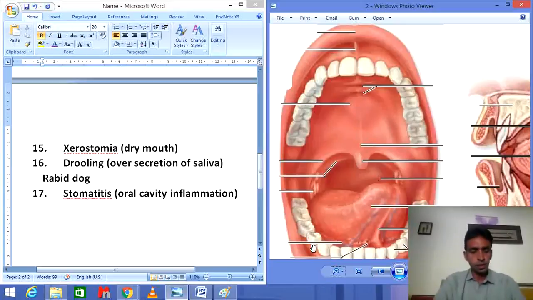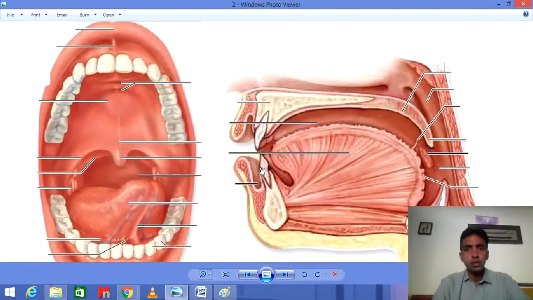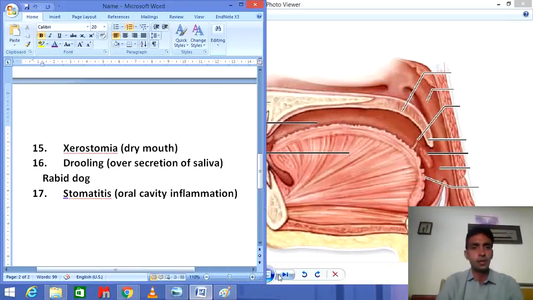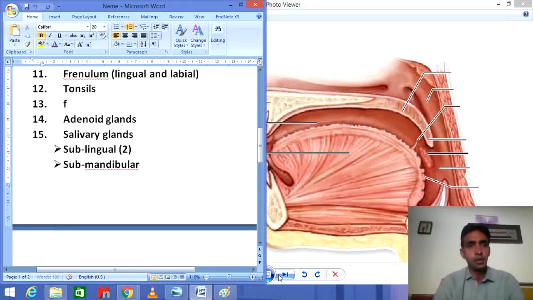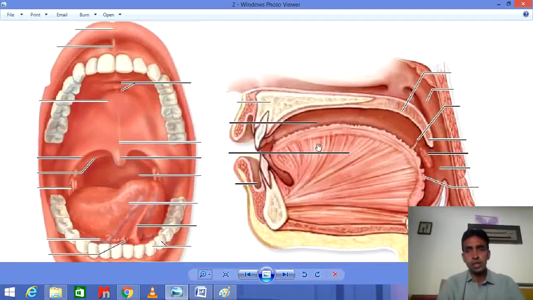The gums are in this area. So this area is the mouth. This area is the vestibule. This area from the teeth up to the uvula is called the fauces, F-A-U-C-E-S. I will write it here. The fauces is the space or cavity between the teeth and the uvula.